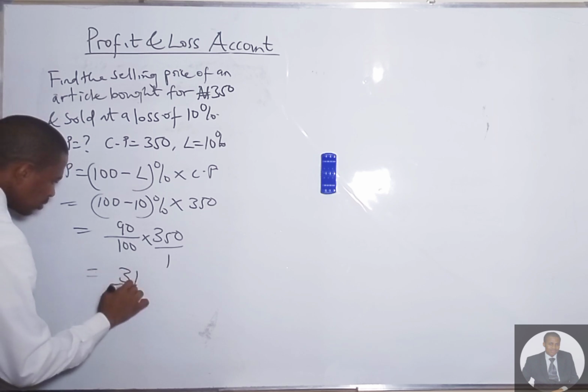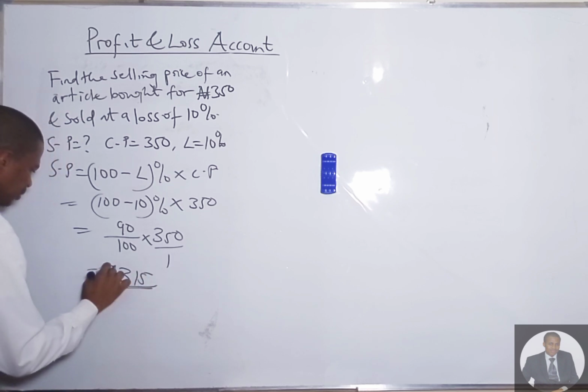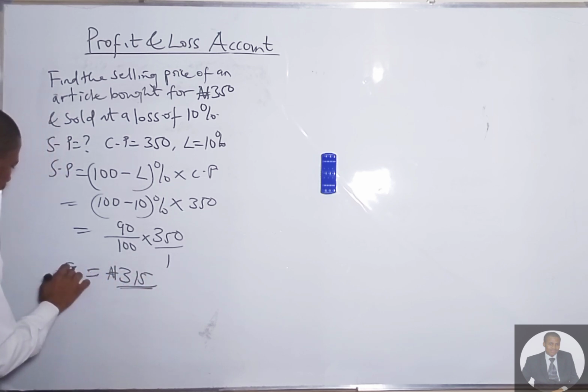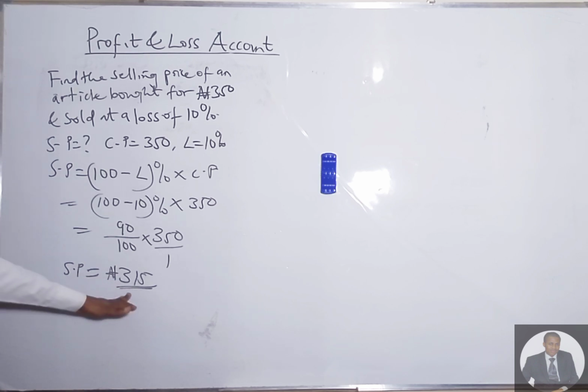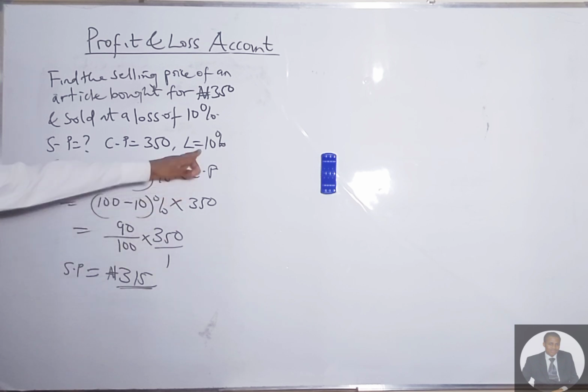This will give us 315 naira. So the selling price here is 315 naira. He bought it at 350 naira and then sold at 315 naira. So hence he made a loss of 10%.